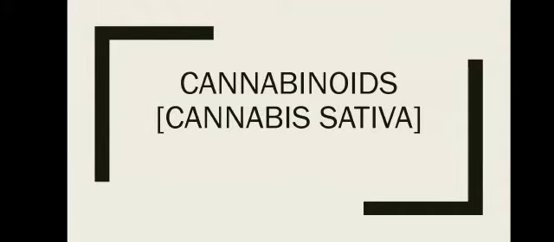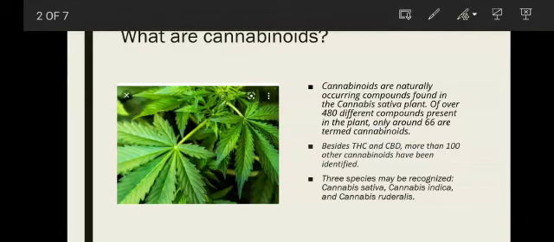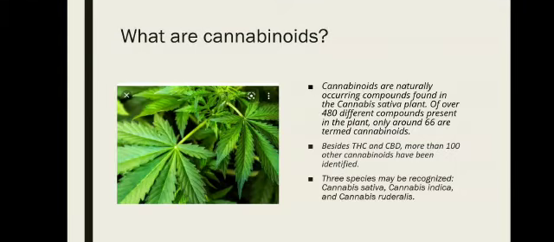Cannabinoids are naturally occurring compounds found in the cannabis sativa plant. Of over 480 different species, around 66 are named cannabinoids. Cannabinoids exert their effects by interacting with specific cannabinoid receptors present on the surface of cells. More than 100 cannabinoids other than THC and CBD have been identified. The main three recognized species of this plant are Cannabis sativa, Cannabis indica, and Cannabis ruderalis.